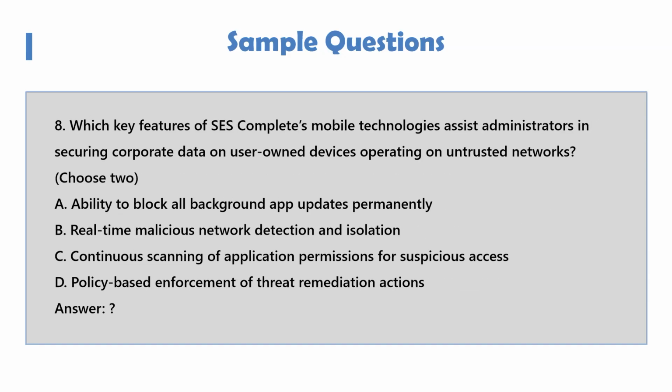8. Which key features of SES Complete's mobile technologies assist administrators in securing corporate data on user-owned devices operating on untrusted networks? Choose 2. A. Ability to block all background app updates permanently. B. Real-time malicious network detection and isolation. C. Continuous scanning of application permissions for suspicious access. D. Policy-based enforcement of threat remediation actions.